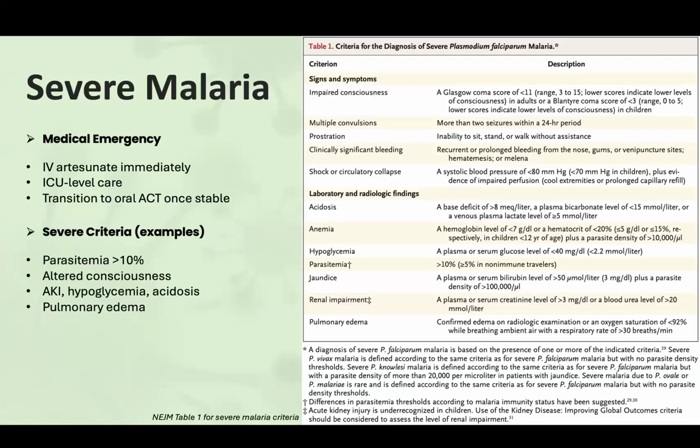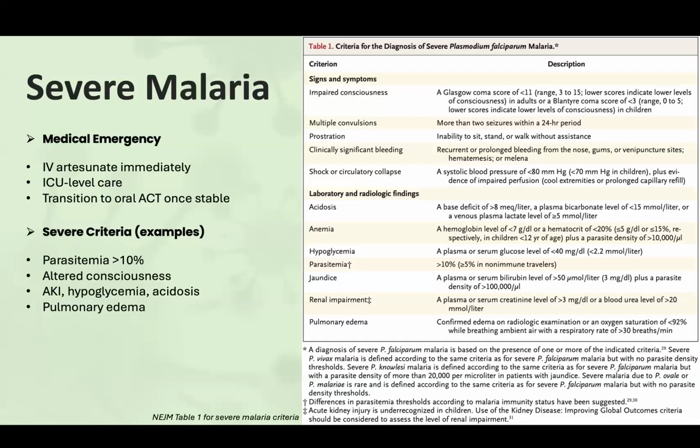These patients often require ICU care for complications like cerebral malaria, kidney injury, seizures, shock, inability to ambulate, or severe anemia. Any delay in treatment can dramatically increase mortality. From a lab perspective, high parasitemia, over 10%, in non-immune travelers is a major red flag. Hypoglycemia, acidosis, kidney injury, pulmonary edema, and severe anemia all independently qualify as severe disease.